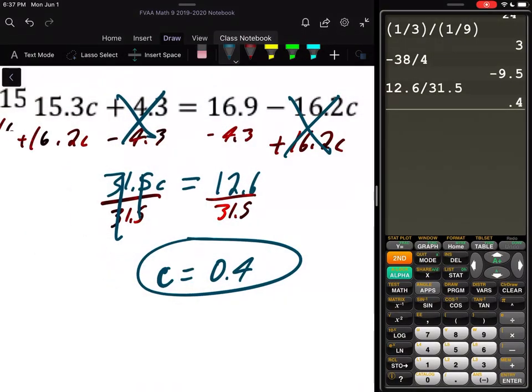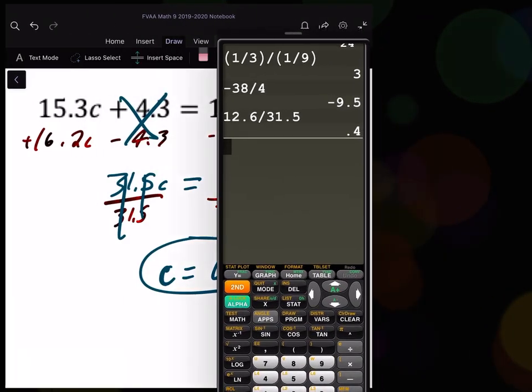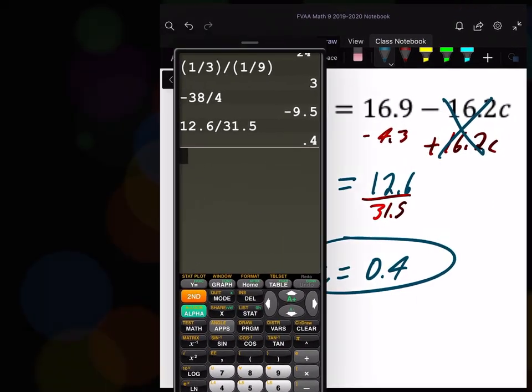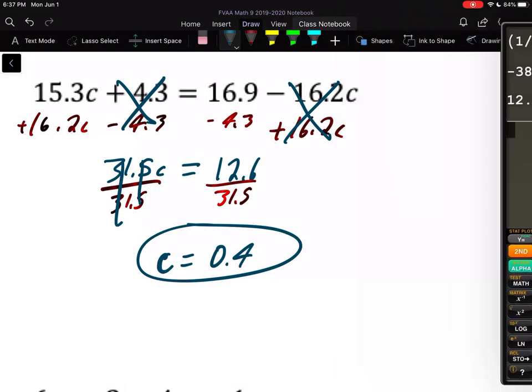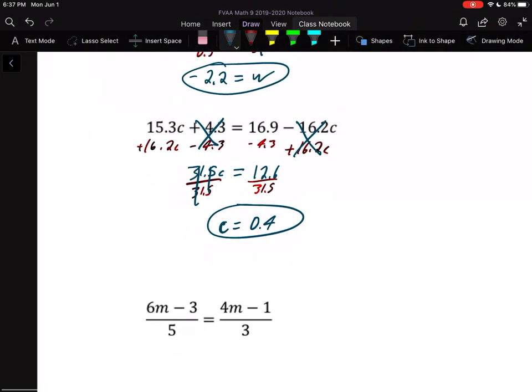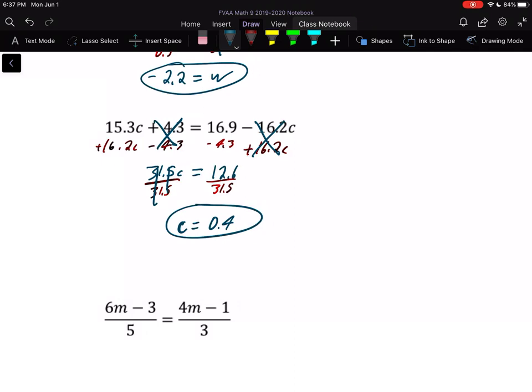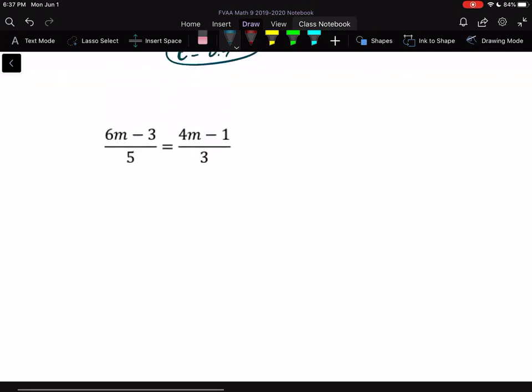Let me just fix this window here. Nope, that's not what I want. There, that's what I want. So I can hide it. All right, so that's the last question here.